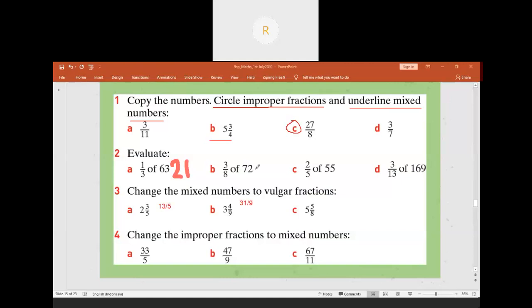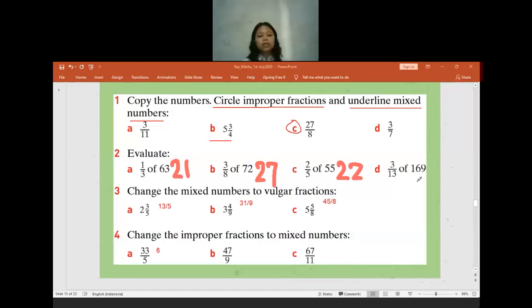Hello? Okay. 3/8 of 72? 27, teacher. What about the 2/5 of 55? 22. Okay. What about the 2/13 of 169? 39. Is there anyone who is confused so far, or is there anything confusing?